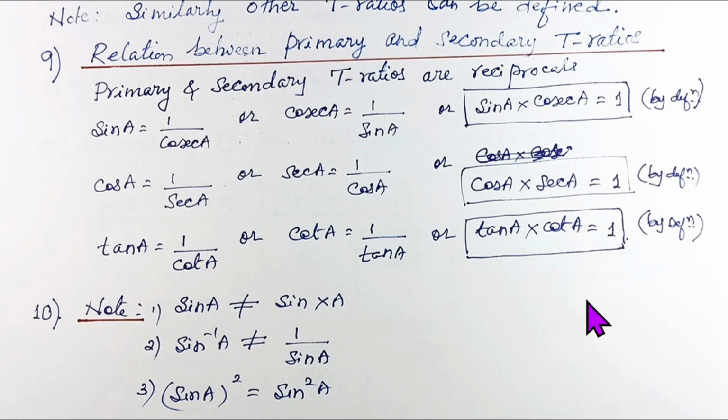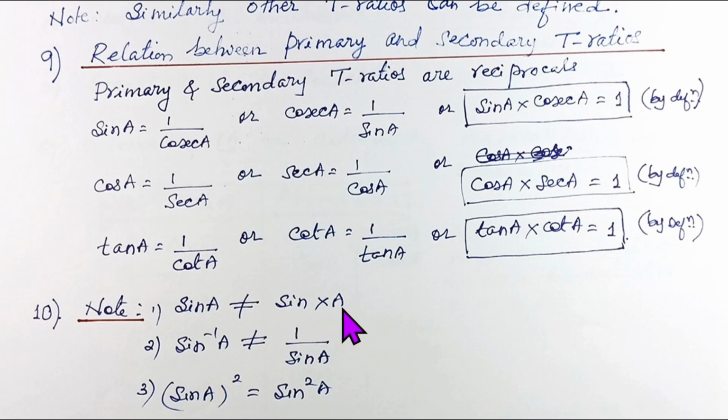So therefore in all there are 6 trigonometric ratios. In that the first 3 are primary and the next 3 are secondary, and the primary and secondary T ratios are reciprocals of one another. If you take the product of the reciprocals, then it is 1. Remember that.